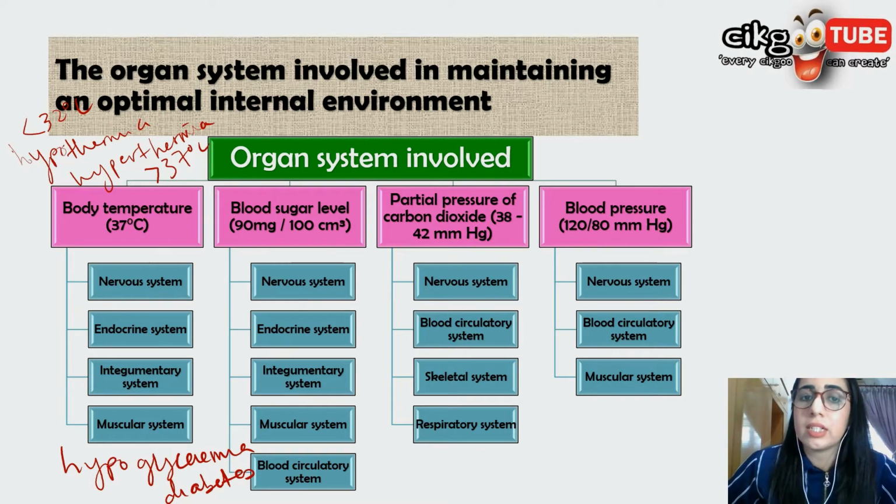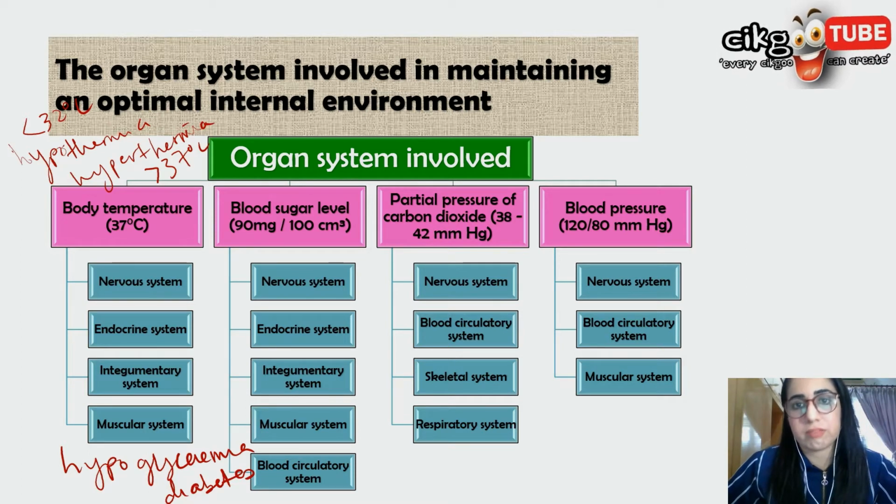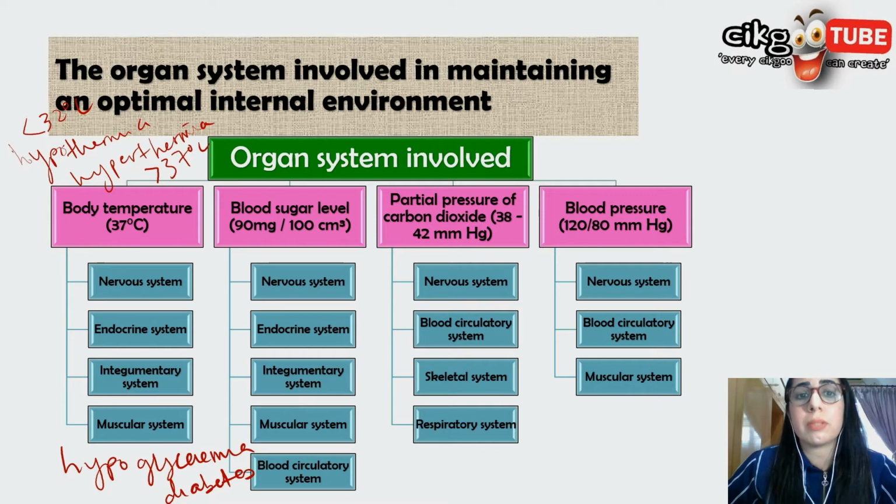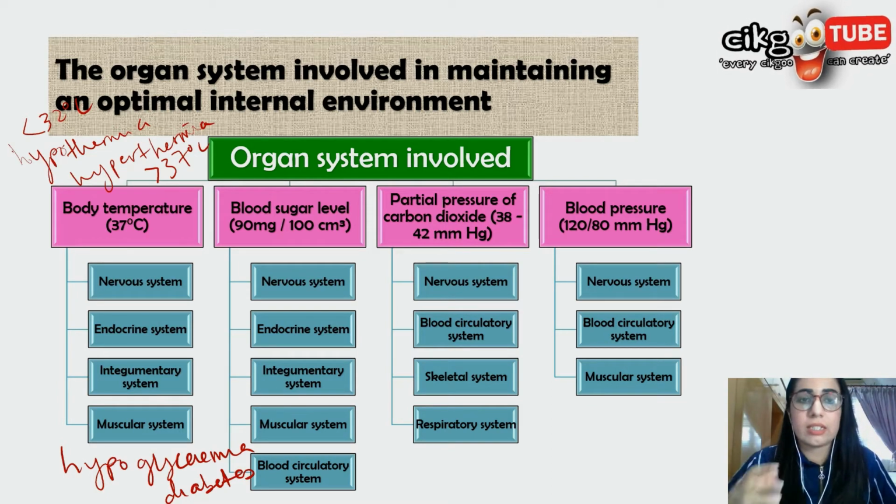For blood pressure, high blood pressure, or hypertension, increases the risk of cardiovascular diseases. Low blood pressure, which we call hypotension, causes weakness, fatigue, and dizziness. So that is why regulation of the internal environment is very important.